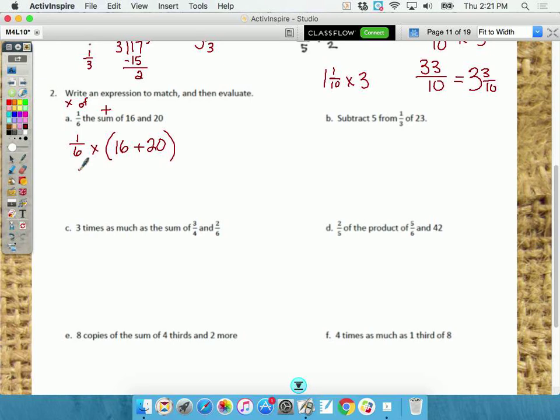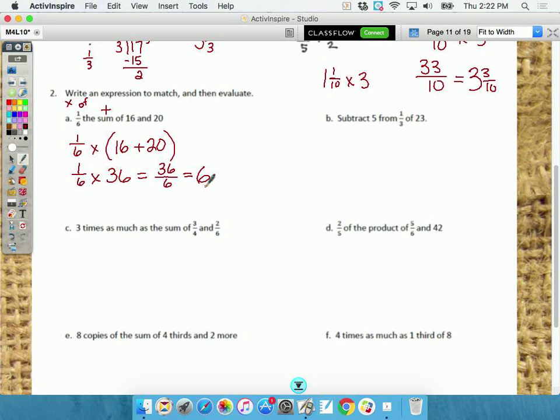What do I do first, Nathaniel? Okay, so, whoops, I don't need my parentheses anymore. So 1/6 times 36 equals 36/6, which equals 36 divided by 6. Well, 6 is. This is getting easier, isn't it? Yes. Okay, the next one.